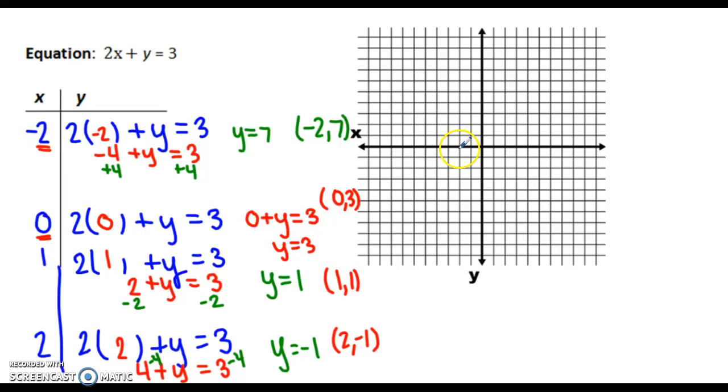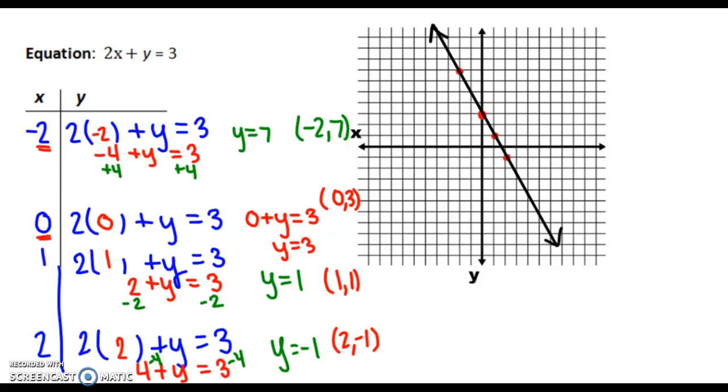So -2, 7, 0, 3, 1, 1, and 2, -1. And again, I should be able to take a straight line and go through all of my points. And I'm just going to extend it to make it larger, and plop arrows at the end.